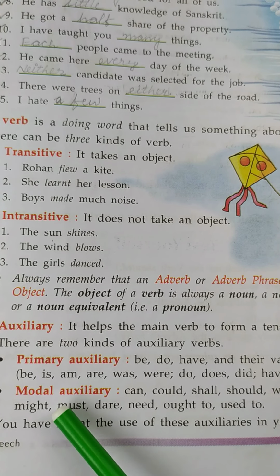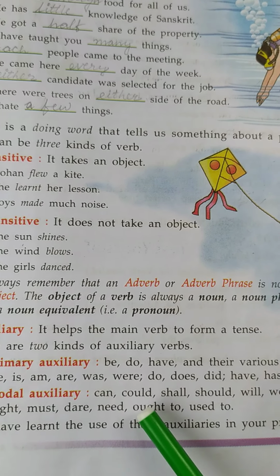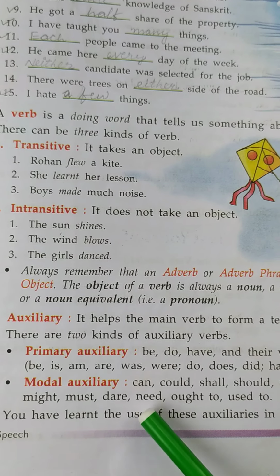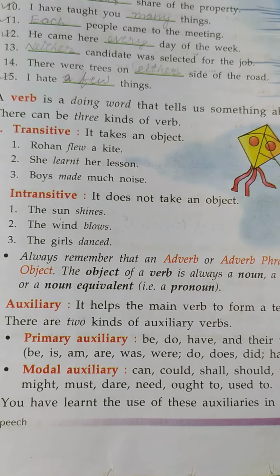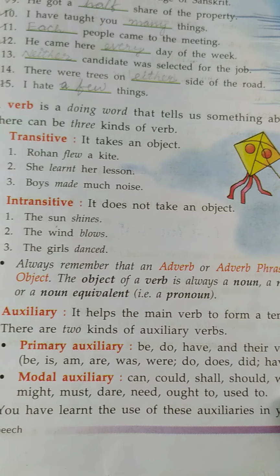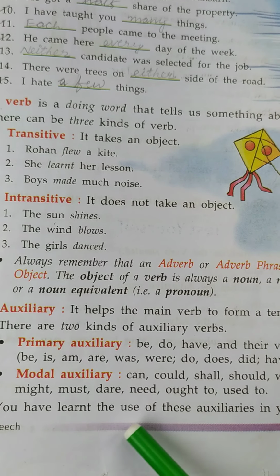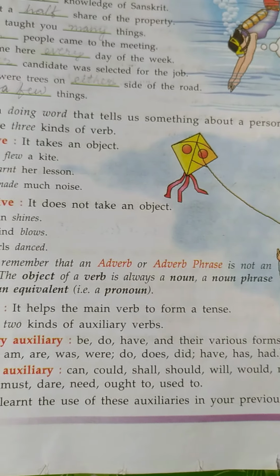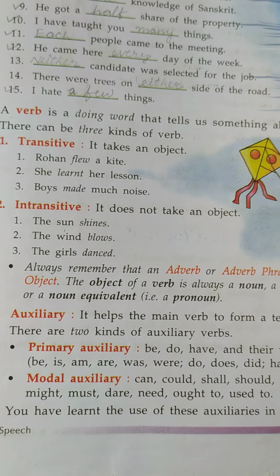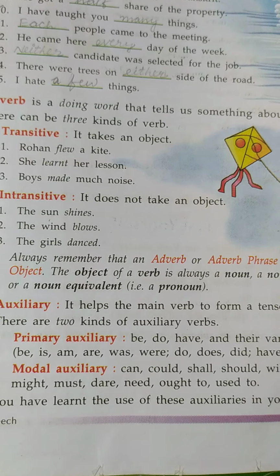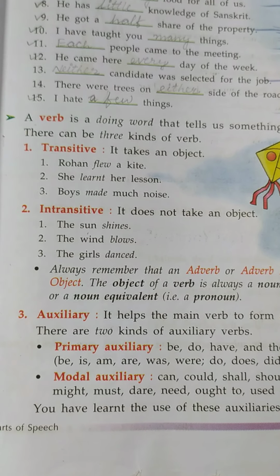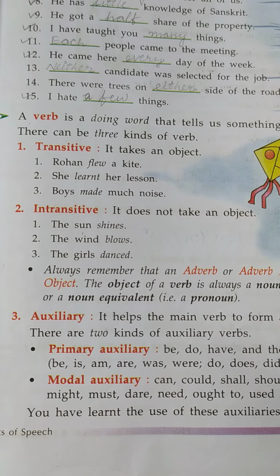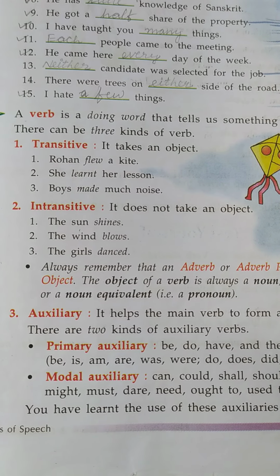Okay. Now see modal auxiliary. Can, could, shall, should, will, would, may, might, must, dare, need, ought to, used to. These are the modal auxiliary verbs. You have learned the use of these auxiliaries in your previous classes. So students, you have to study the definition of verb and their classifications here.